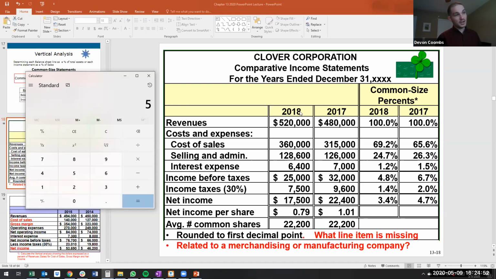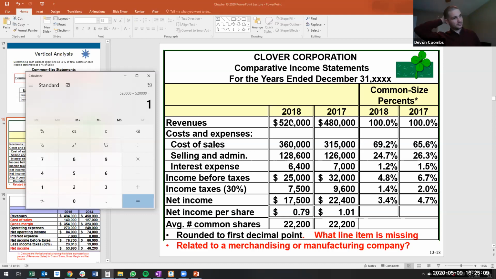Even though we have multiple periods here, we're going to compare against the current year, right? That's the whole change in vertical analysis. We're not comparing the change over the year, we're comparing the current year. So 520,000 divided by 520,000, we're always comparing against the revenue, is 100%.